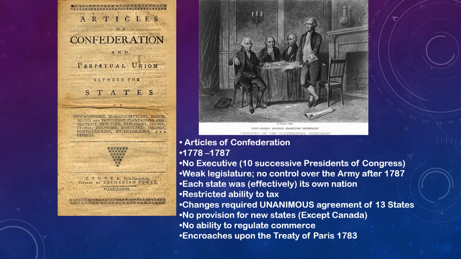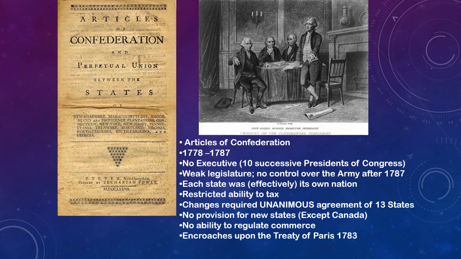The next bullet point, again, weak central government. Any change required the unanimous agreement of the 13 states. Well, there's no way that these 13 states are going to agree with anything. They won't agree that the sky is blue. They won't agree that nighttime is dark. They're not going to agree that fire is hot. They won't agree to that.